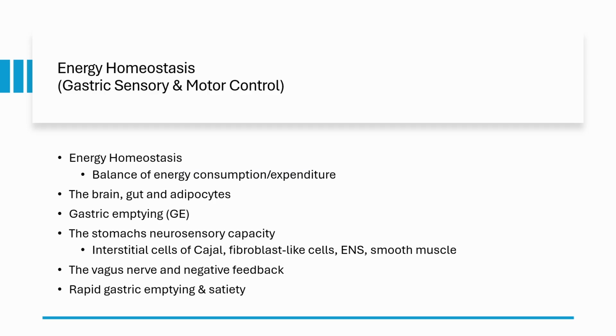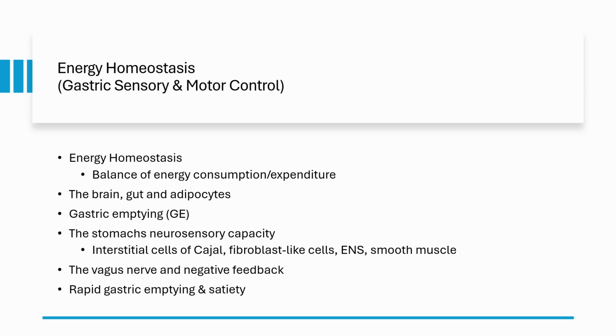Energy homeostasis is the balance of how much energy we consume and how much energy we expend. The brain, gut, and adipocytes are constantly communicating with each other to maintain this balance. This slide looks at how the stomach plays a role in maintaining this homeostasis.